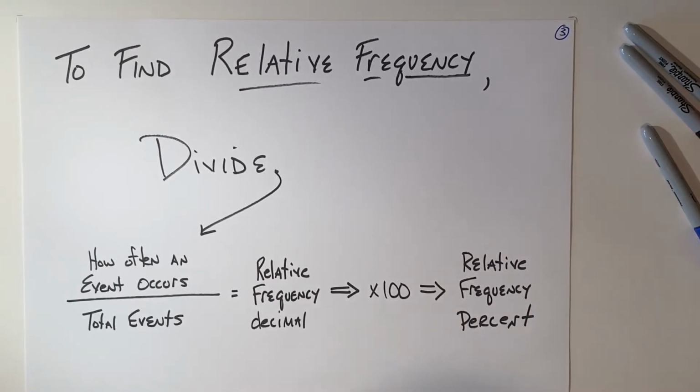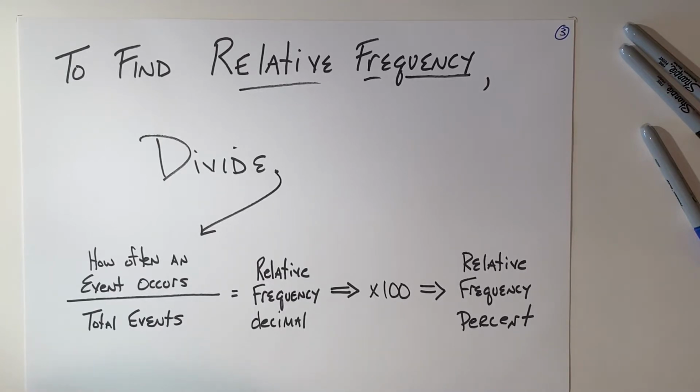So you might see weather forecasts given as percentages, like there's a 40% chance of rain. If we back that out, we could say it's a 0.4 chance of rain. That's what a relative frequency is. That's how often or how likely an event is to occur.